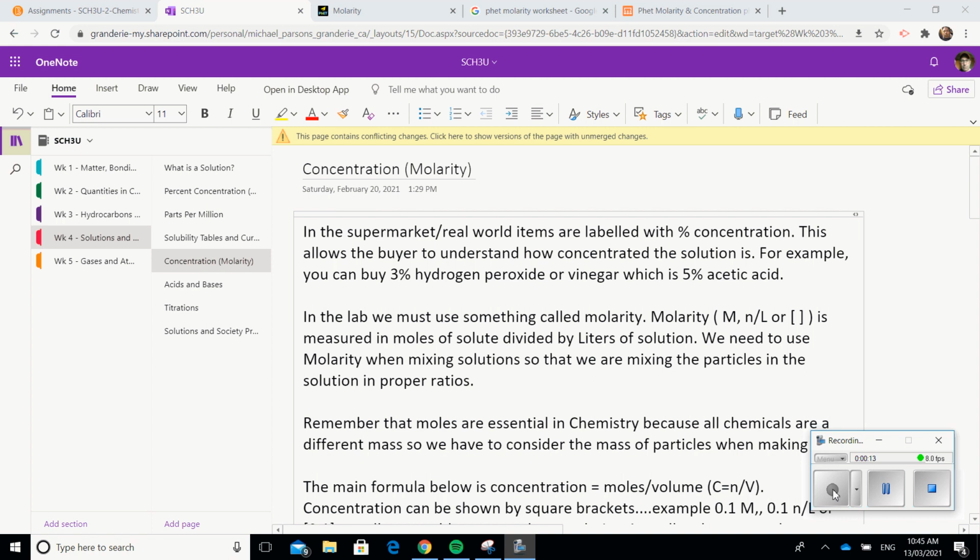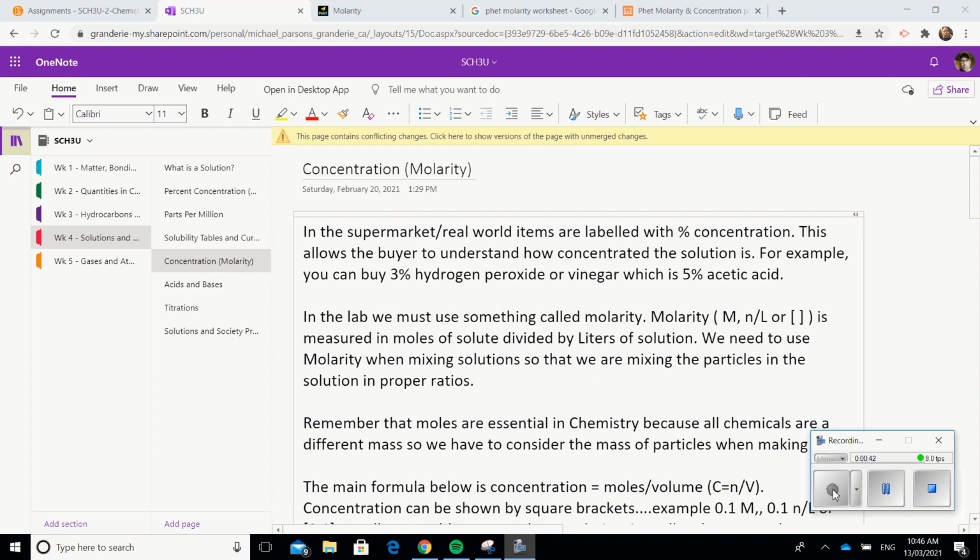Now, when you did concentration earlier on, you did mass per volume, volume per volume, and mass per mass, which are called percent concentrations. You also did parts per million. What's different about this is it uses moles. And moles is the universal language of chemistry. So if you're going to mix two chemicals together, you need to know how many moles, or numbers, of those chemicals you have in solution.